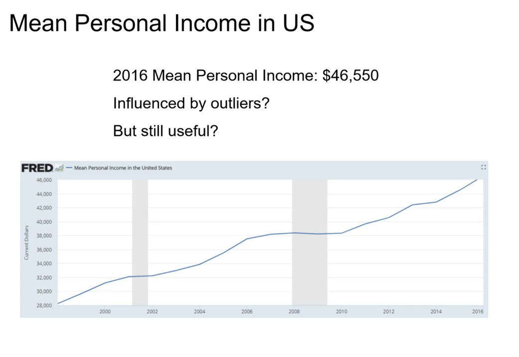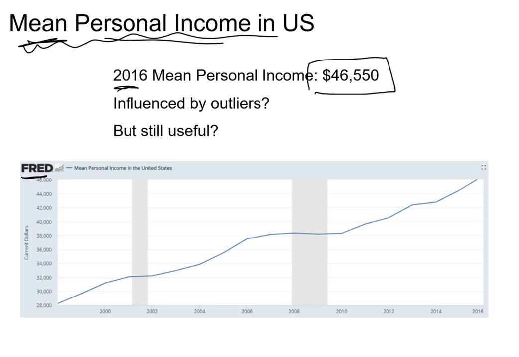Another way to illustrate where the mean or the average might not necessarily capture something, with more of a business application, is a nice little graph here from FRED, from the Federal Reserve, where it's just pulling the data across a given timeline of average, mean, personal income in the U.S. The average personal income in the U.S. in 2016 was a value of $46,550.